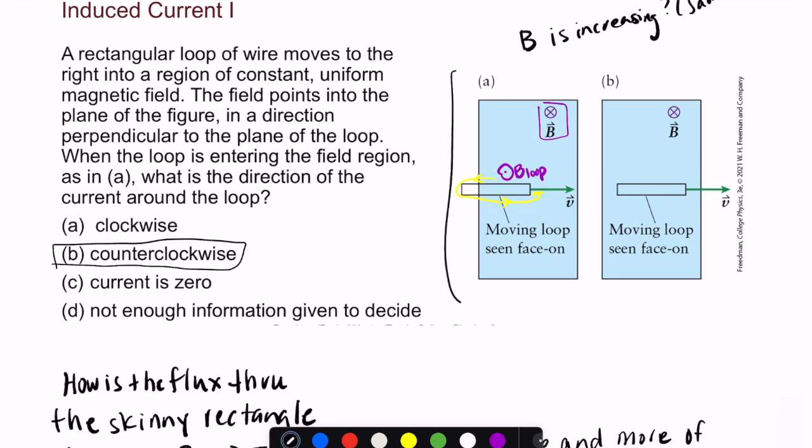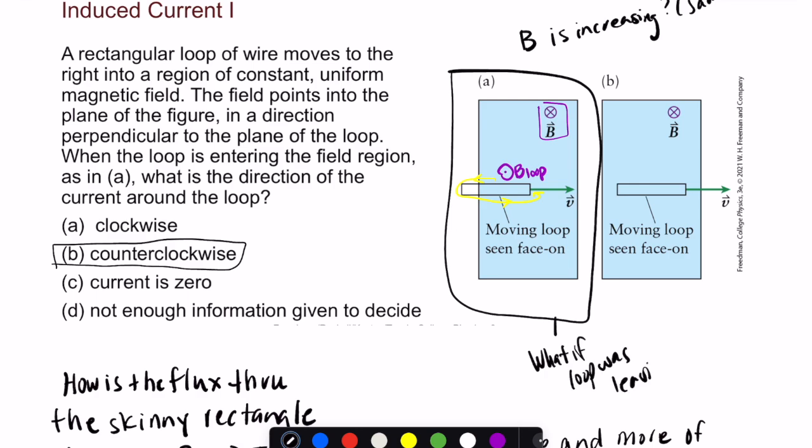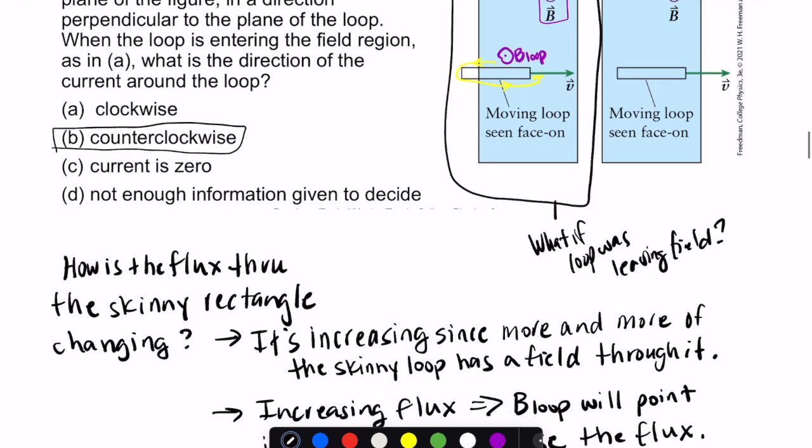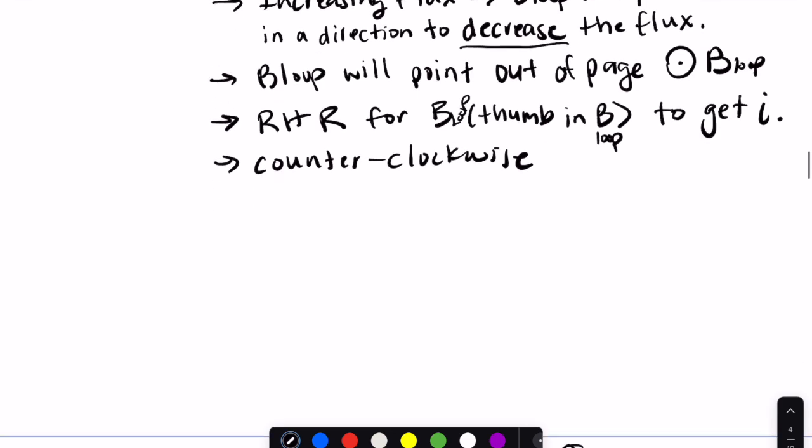Look, I want you to look at this problem again if the loop is leaving the field. So do that exercise. What if the loop was leaving the field? Ask yourself that, and go through these steps.